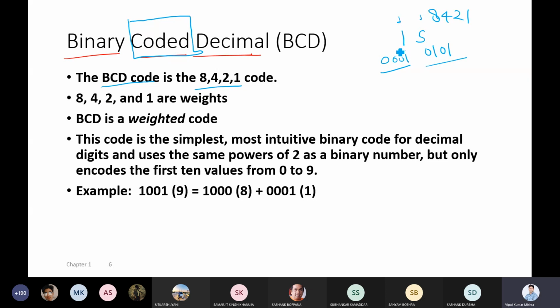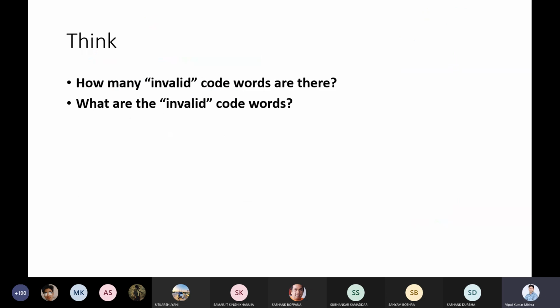Every number will get a code, right? For example, if you want to represent 85, then what will be the BCD for this? First you'll take 5, so it will be 0 1 0 1, and what about 8? It is 1 0 0 0, right? So this is the BCD code for 85, right? So this is known as the coding, binary coded decimal. And you can ask why it comes into the picture. So before jumping into that, how many invalid codes are there?